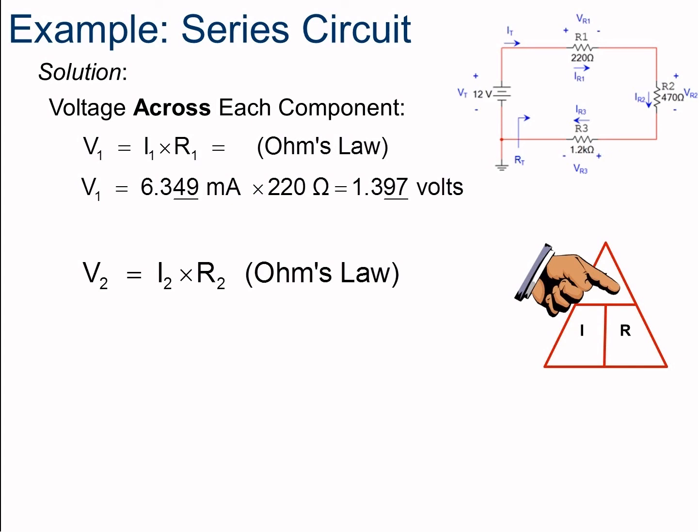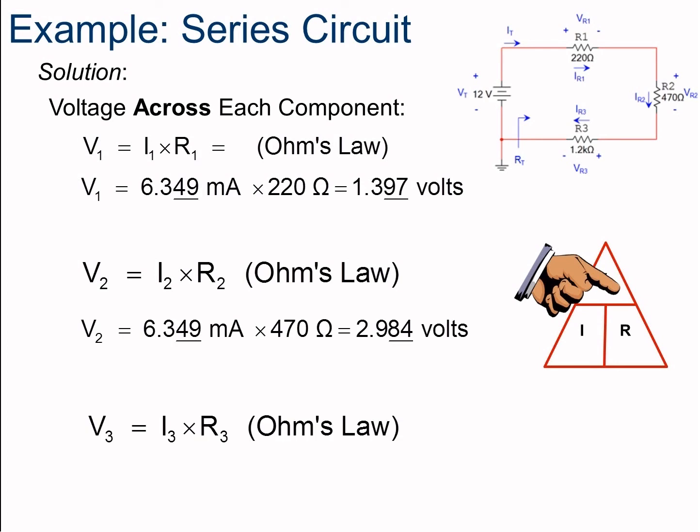What about voltage 2? Same equation, but you apply it in case 2. 6.349 milliamps, same current, right? We have the same current everywhere in this circuit, times the 470 ohms, and we get 2.984 volts. Then we apply Ohm's law to the third voltage drop, V3, the voltage drop across resistor 3, and we get 7.619 volts.